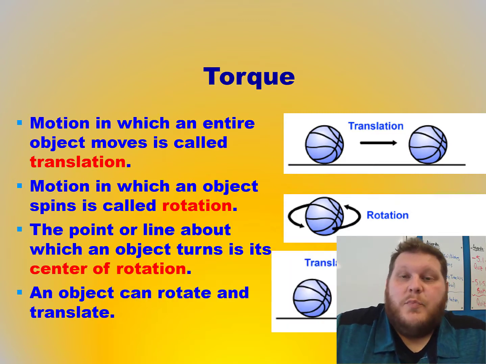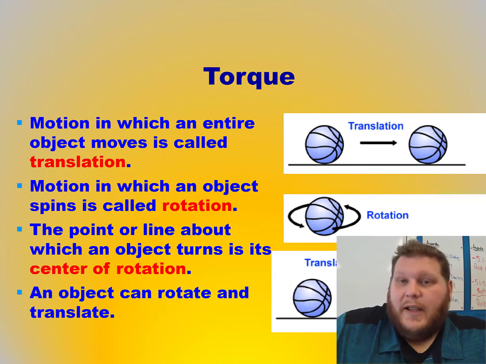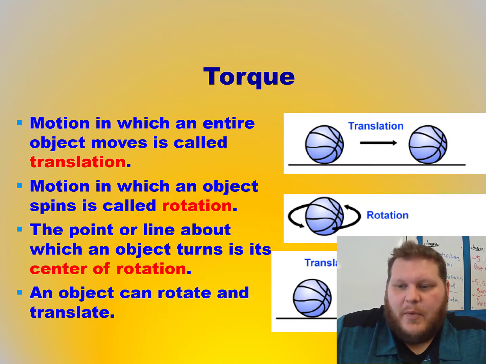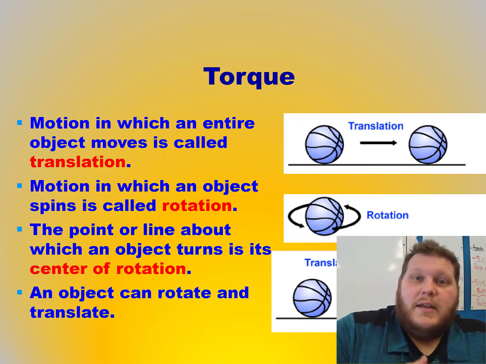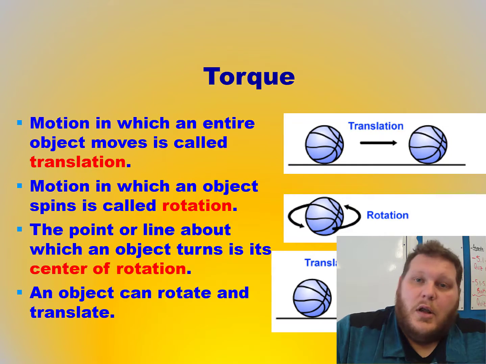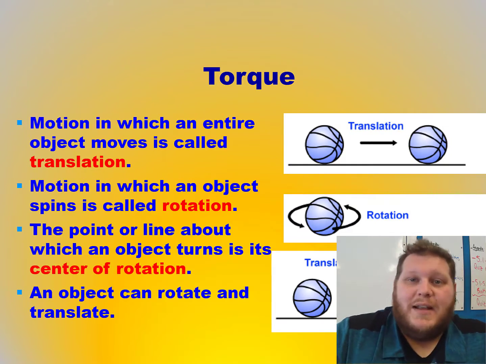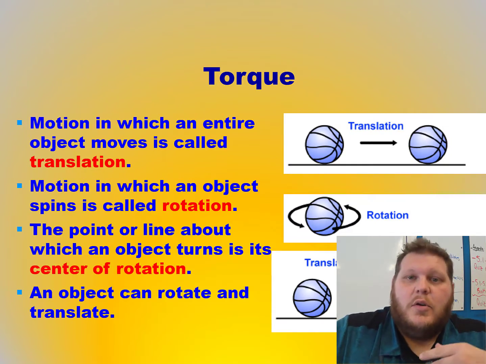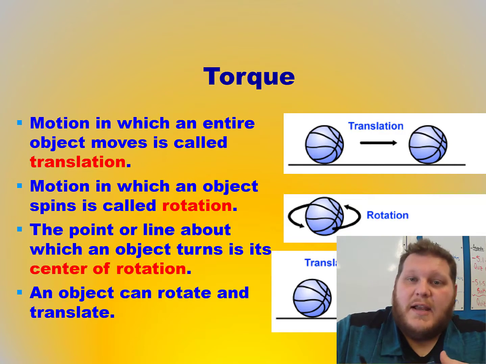And it also could do both. A more likely scenario is that the ball is doing both. It's rolling along the floor or rolling along whatever path it's following. It's both rotating and translating. So rotation means it's spinning about an axis. Translation just means it's changing positions in space.